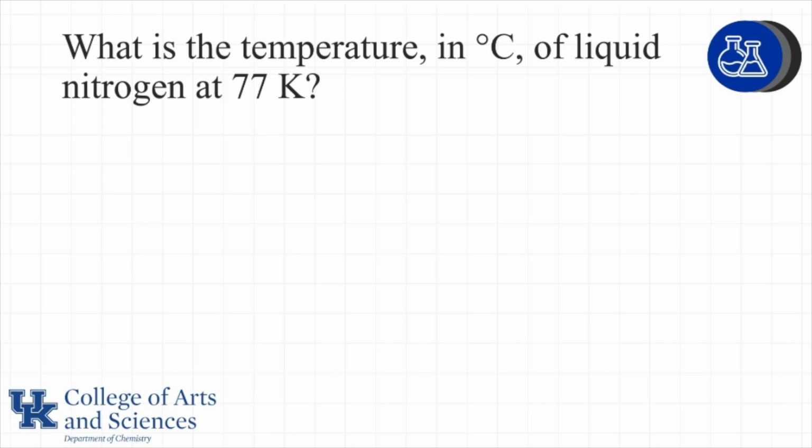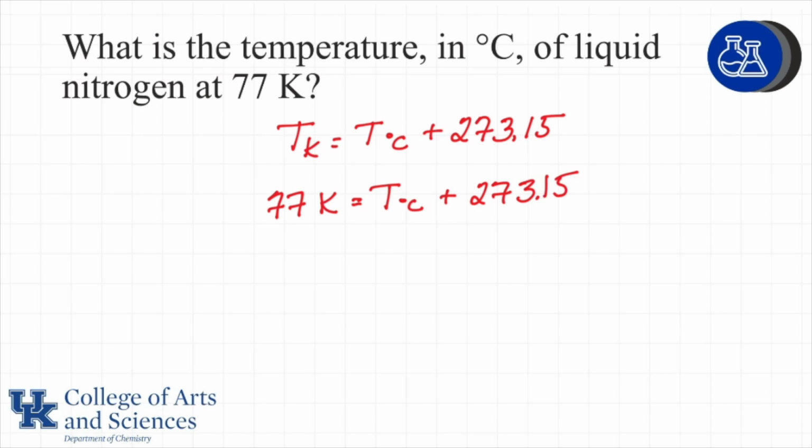So what is the temperature in degrees Celsius of liquid nitrogen at 77 Kelvin? So I need my equation. The temperature in Kelvin equals the temperature in degrees Celsius plus 273.15. I plug the 77 Kelvin into my equation because it's the temperature in Kelvin. Now I need to rearrange this to solve for the temperature in Celsius. So I need to subtract 273.15 from each side. And I get minus 196 equals the temperature in Celsius.